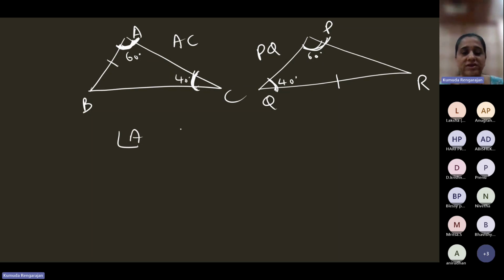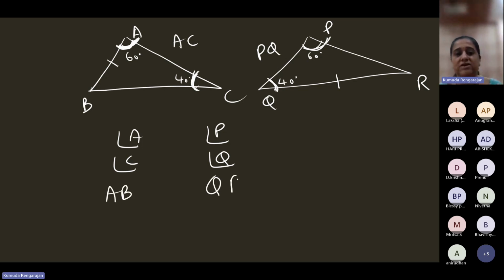So angle A of the first triangle is equal to angle P of the second triangle. Angle C of the first triangle is equal to angle Q of the second triangle. But AC equal to PQ, we don't know. That's only the included side. So we are going to write some other side. What is that some other side? AB of the first triangle is equal to QR of the second triangle. So this is what is AAS. Two angles and some other side, not the included side. If you're writing about two angles and not about the included side, you're writing about some other side. That is AAS.